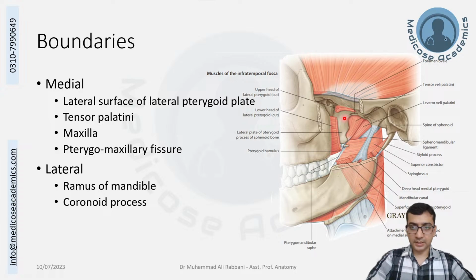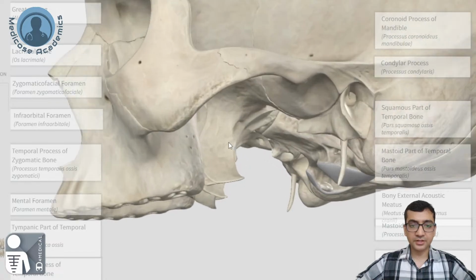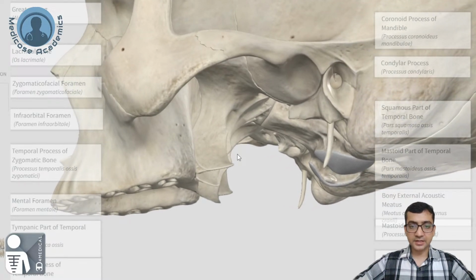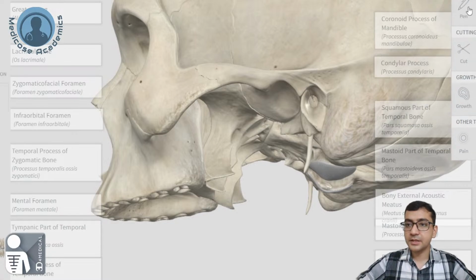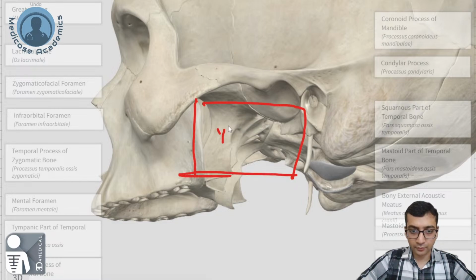I am taking you back to the skull, the 3D model of the skull. Let me get it back. So here we are, the same model of the skull, the same area that we discussed before. Here let us see the bony landmarks. This is the area that we are going to define. Let me show you by the markings. This area is the infratemporal fossa.